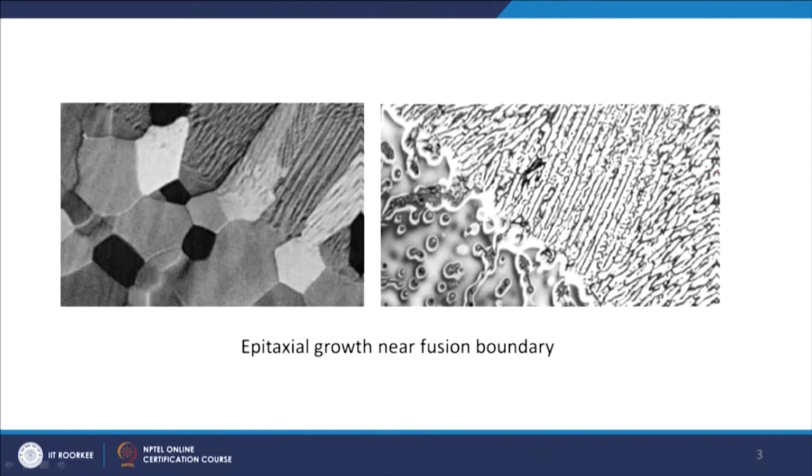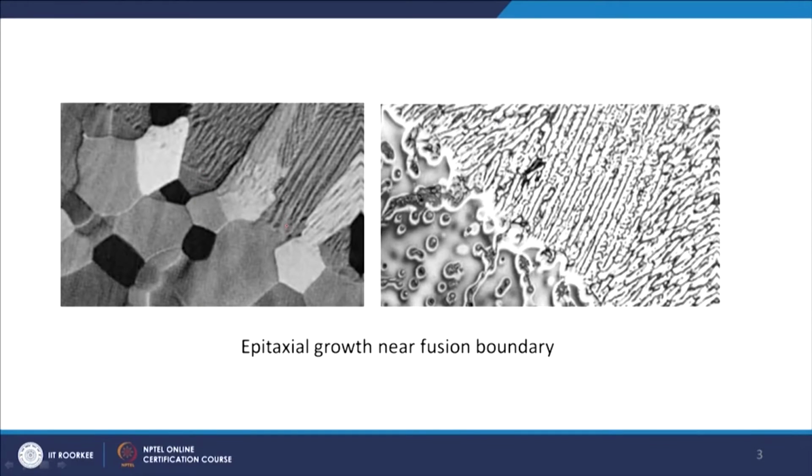Here you can see this is for the electron beam welding of the C103 alloy. You see this dotted line, this is your fusion line, and what you see is the epitaxial growth from the fusion line going into the weld.